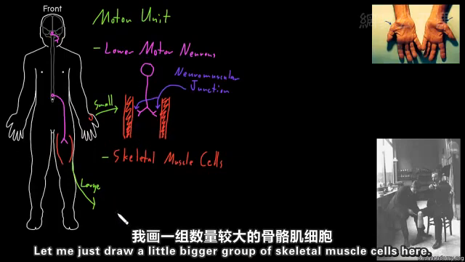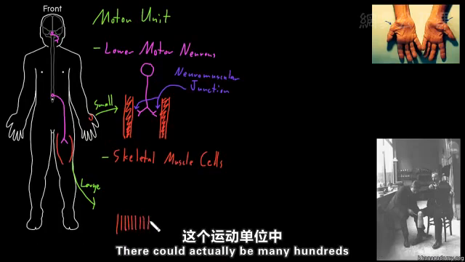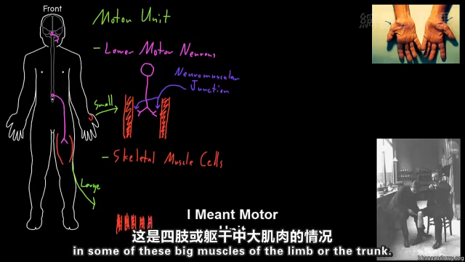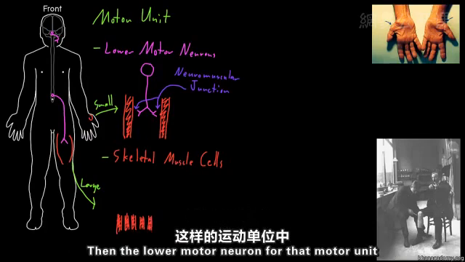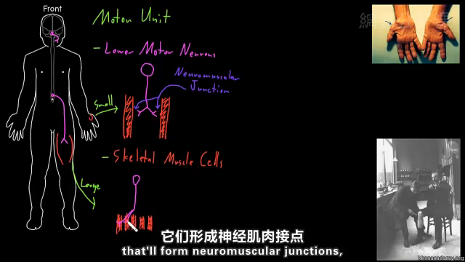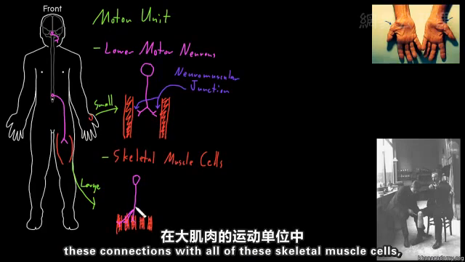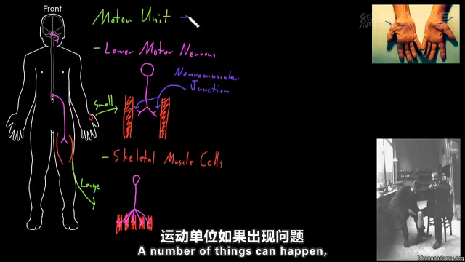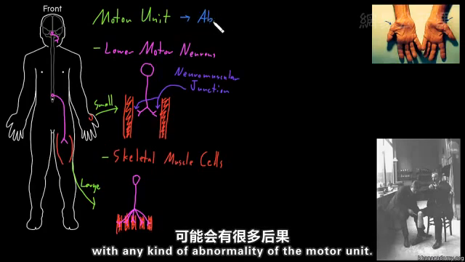So let me just draw a little bigger group of skeletal muscle cells here. I'll put them right next to each other. And there could actually be many hundreds of individual skeletal muscle cells in a single motor unit in some of these big muscles of the limb or the trunk. And then the lower motor neuron for that motor unit would have lots more axon terminals that'll form neuromuscular junctions, these connections with all of these skeletal muscle cells in the large motor unit of a larger muscle. A number of things can happen with any kind of abnormality of the motor unit.